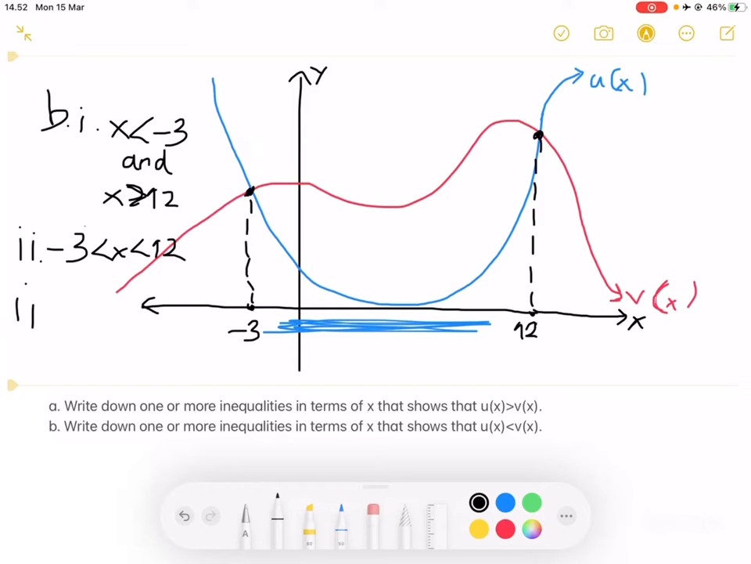And perhaps I'll just add a bonus question yet again. We need to write down one or more inequalities or perhaps equations in terms of x that shows that u of x is equal to v of x. In other words, the outputs of v of x and u of x are equal, which is also the points of intersection of both functions, which are at -3 and 12. So the right equations are x equals -3 and x equals 12.